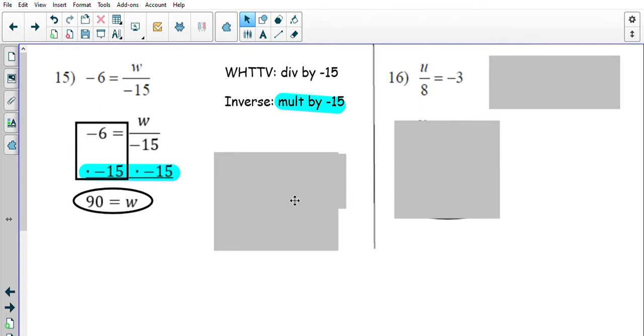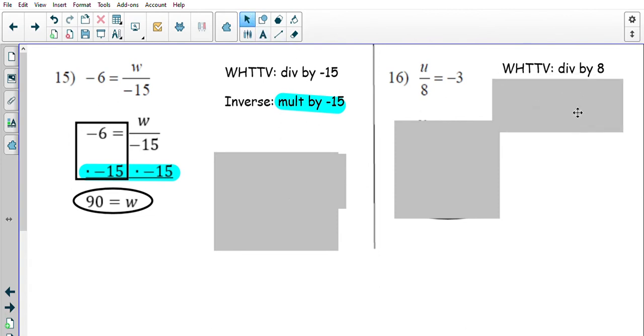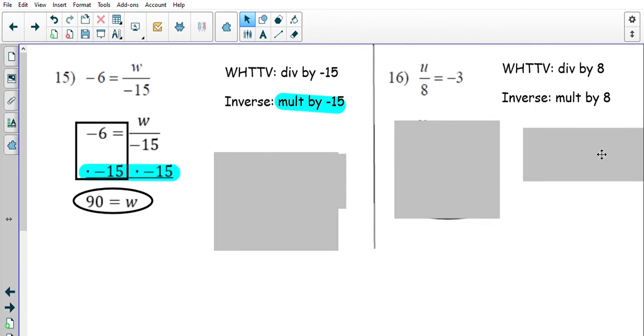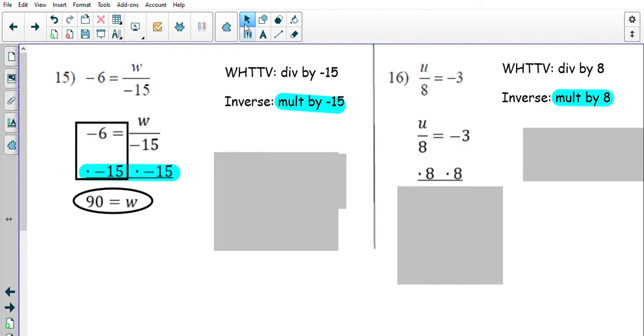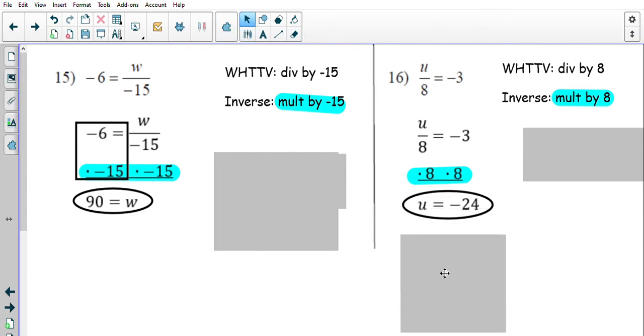All right, number 16. What's happening to the variable is we're dividing by 8. The inverse of that is to multiply by 8. So let's show multiply by 8 on the left and the right. In your calculators, do negative 3 times 8. You are going to get a solution of negative 24.